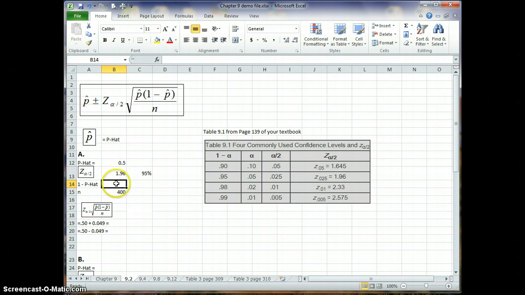So then the idea is we need the p hat, which is the 0.5, and then we need 1 minus p hat. So I'm just going to go equal to 1 minus and put p hat there, which in this case it's still going to be 0.5. And we know that the random sample was 400 again because we were given that.